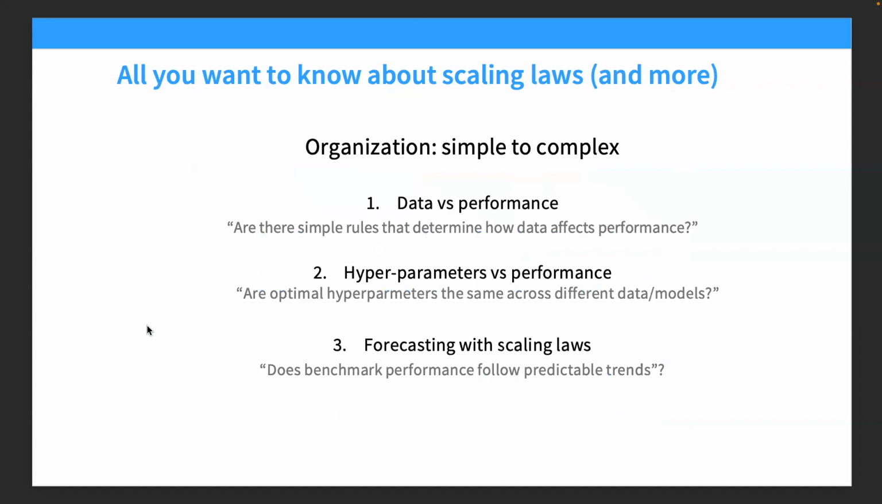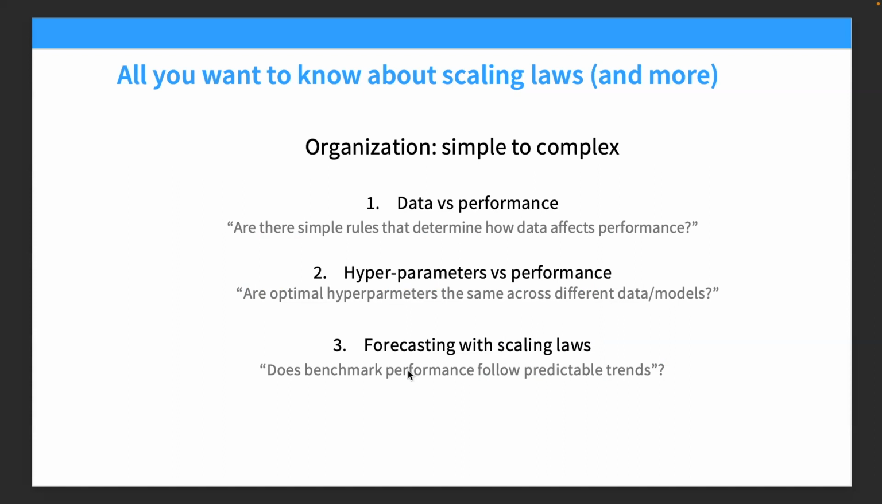So in this talk, we will first see how the performance is going to change versus the data size. Are there any simple rules that can determine how data affects the performance? And also the hyperparameters. Is there any optimal hyperparameter setting that is the same across different data or models, so that we can directly start with these suggested hyperparameters right from the beginning?